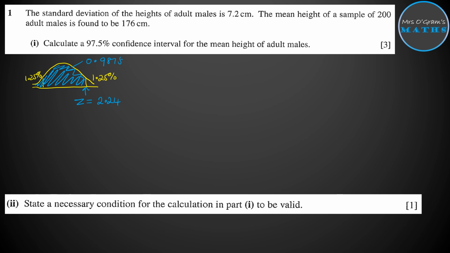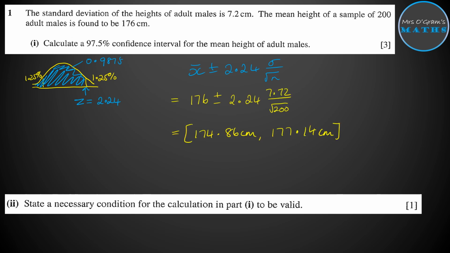Then we use the formula for doing the confidence interval. So that'll be x bar plus or minus that z value times sigma over root n. Which comes to 174.86 centimeters and 177.14 centimeters. I'd be tempted to leave it like that because of the kind of question being asked. However, you could possibly get penalized for not doing it to 3 significant figures, so we'll just finish it off with that as well. So that's our answer to 3 significant figures.